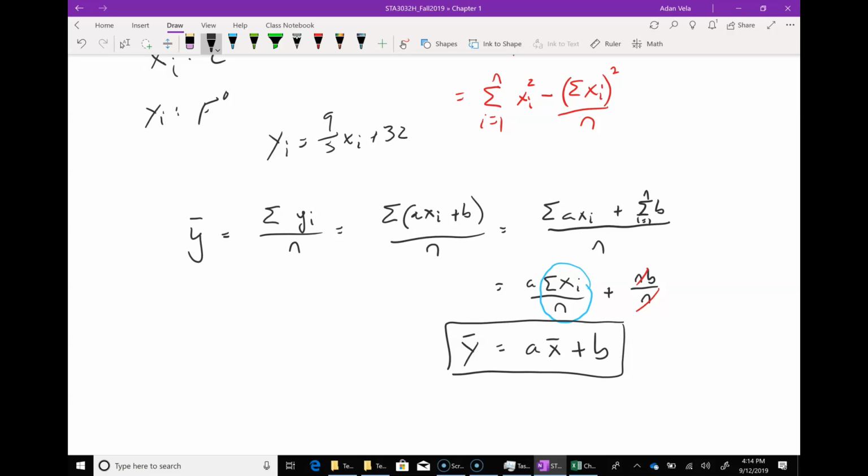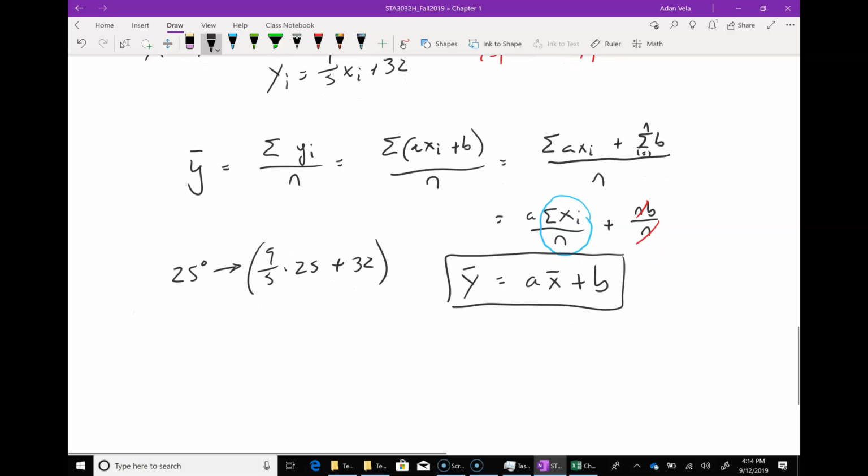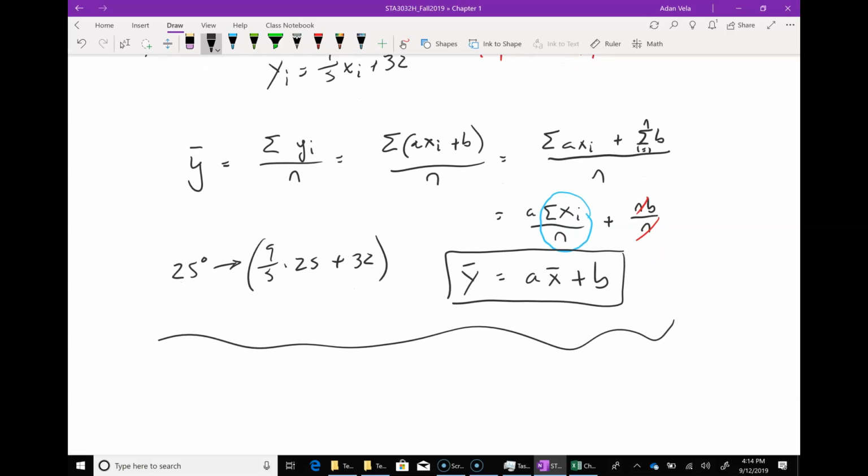That's not bad. So if I know the average temperature is, let's say, 25 degrees Celsius, then I know that the average temperature in Fahrenheit is just 9/5 times 25 plus 32. Whatever that is, I think that's about 72 or something like that. If you guys are patient with me, I'm sorry, we're going to go over a minute.